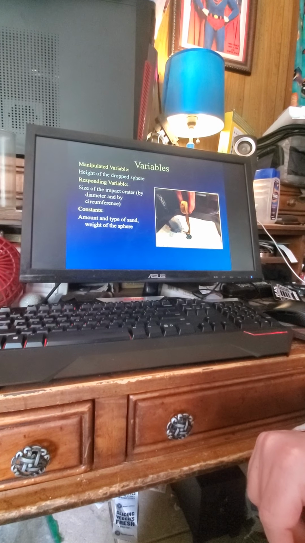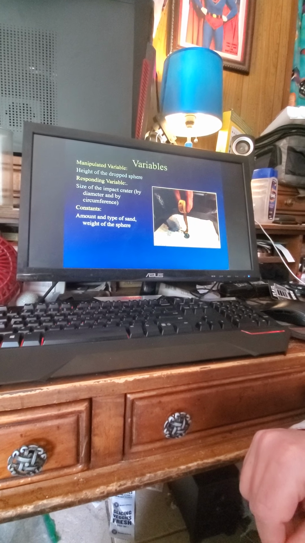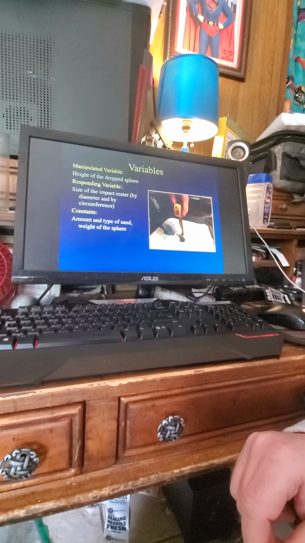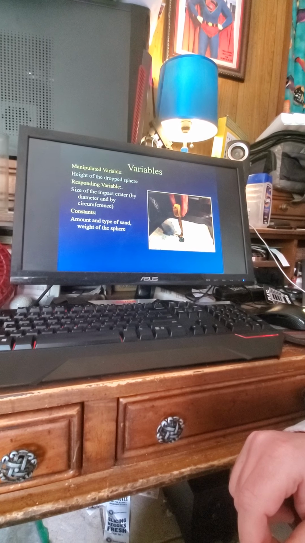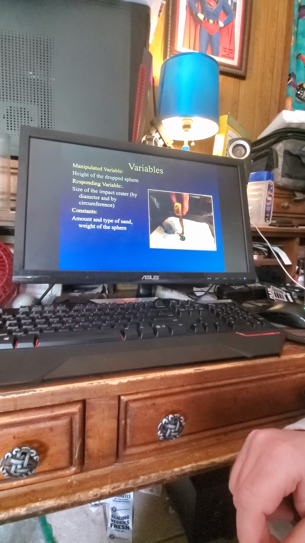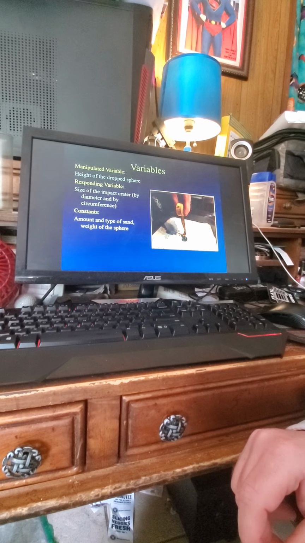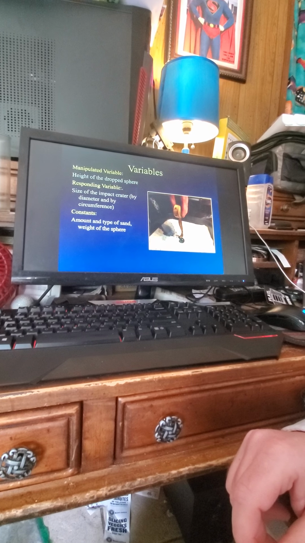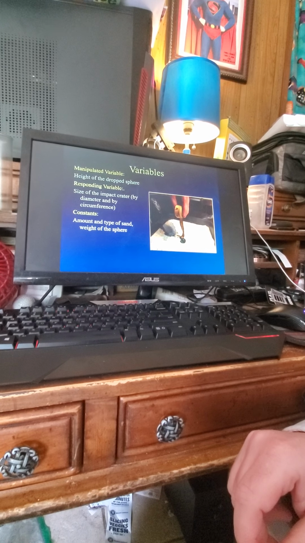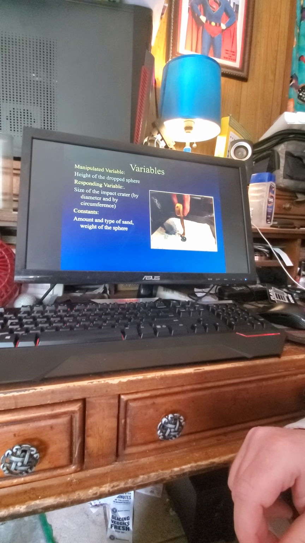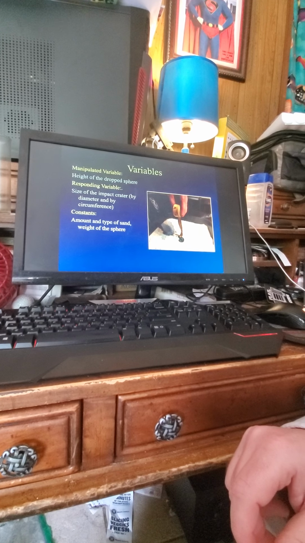The responding variable or dependent variable is the size of the impact crater, judged by diameter and by circumference. So in other words, I am expecting that the size of the impact crater will change. It will be dependent on the manipulated variable or independent variable of the height that I drop it.